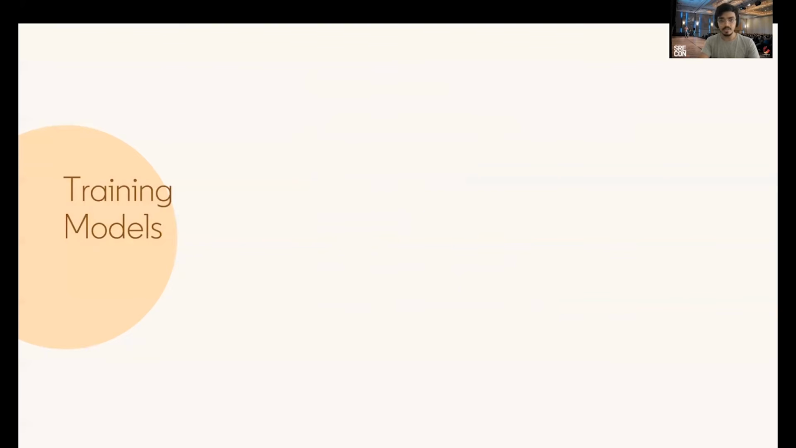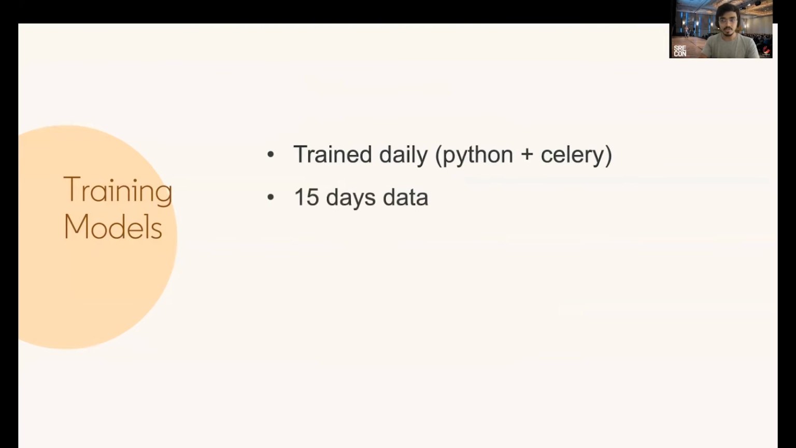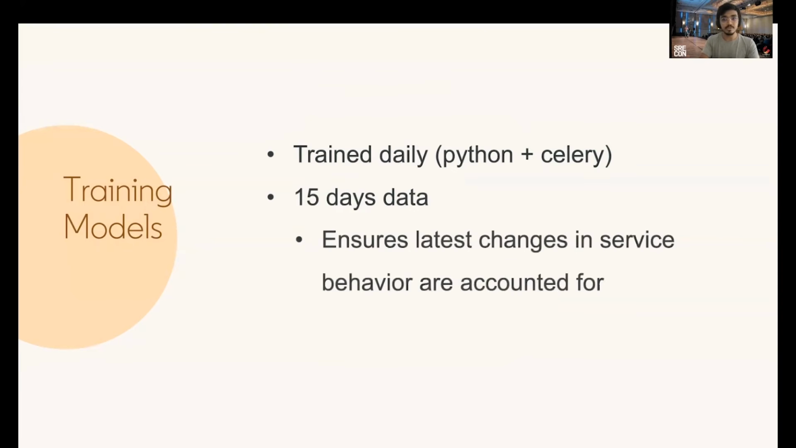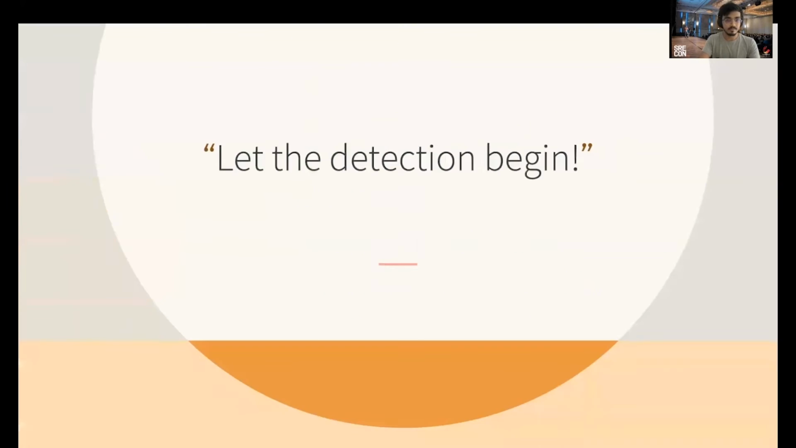And how we create this model is using Python and the Celery framework. We train these models daily, and we use 15 days of data as the training data. Why 15 days is because we want to ensure that the latest changes in service behavior are accounted for. So let's say a commit was made a few days before, and that commit results in more latency. We want to make sure that these models have this behavior accounted for. Once these models are trained, we store them in MySQL, and whenever they are needed, we just query them out of MySQL. So now we have the models pre-trained daily.